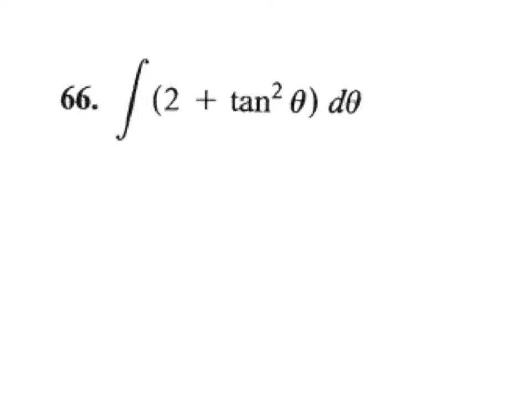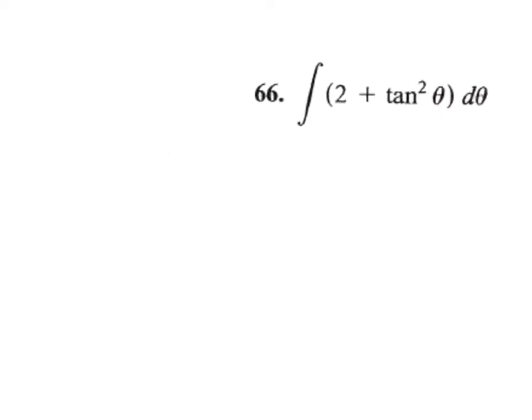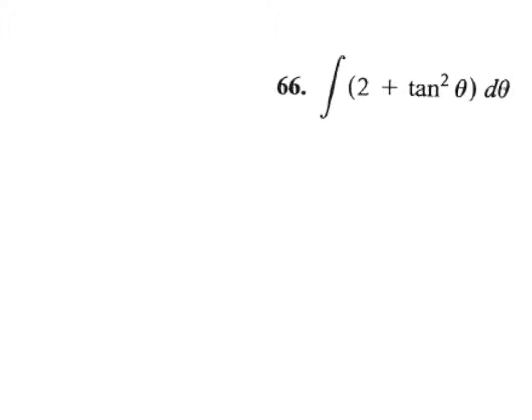Okay. The thing that I want to stress here is that we don't have a rule for tangent squared theta. You have to ask yourself, the derivative of what gives me tangent squared theta? And nothing does, okay? So we need to manipulate this. We need to change this. So we need to think of our identity. We need to think about what we can sub in for tangent squared theta.